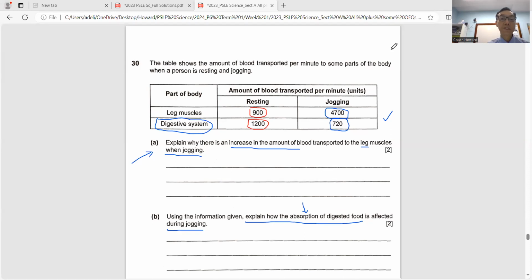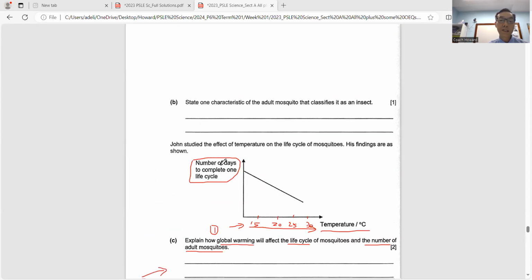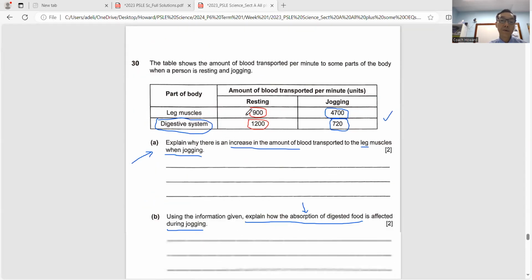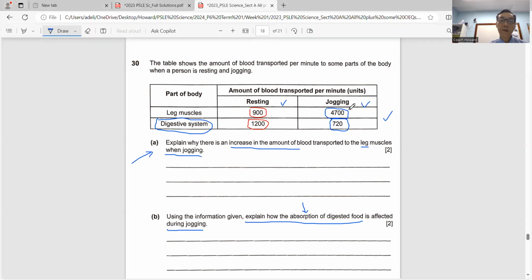Okay, the next question talks about the interpretation of a table. So in PSLE, students need to understand the information being presented either in table form or in graph form. So earlier, you can see this is a graphical representation. This is a table representation. So here, there are 2 activities, resting and jogging. And also the parts of the body, leg muscles, and digestive system.